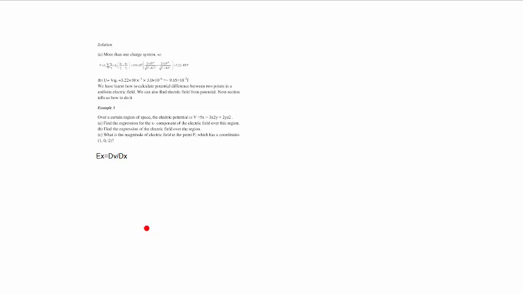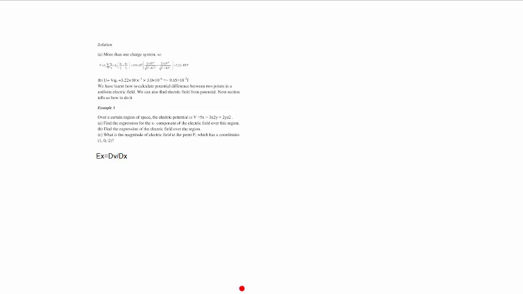Okay, so if we differentiate with respect to x, y, and z, our final answer should be minus 5 plus 6xy i plus 3x squared minus 2z squared j plus minus 4yz k. Right? So that is part B, and part C is a really good one as well.